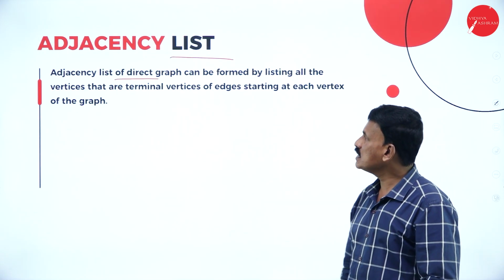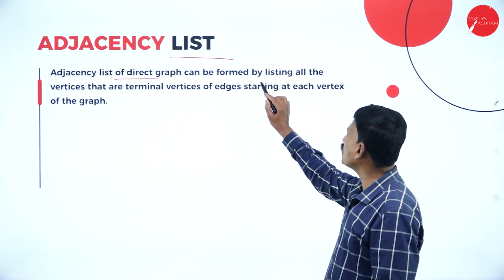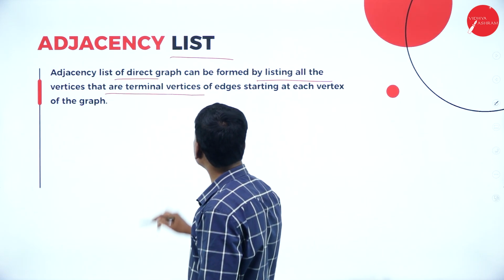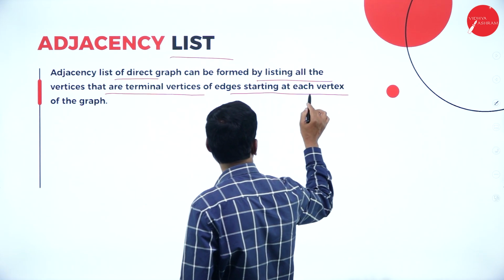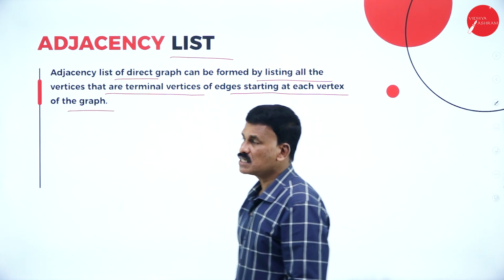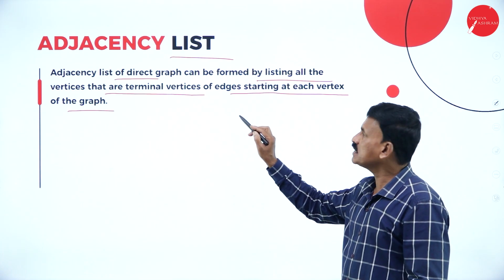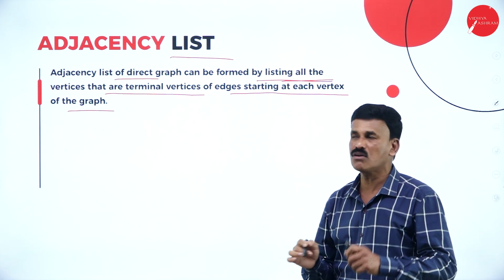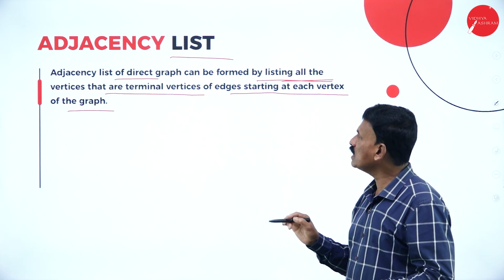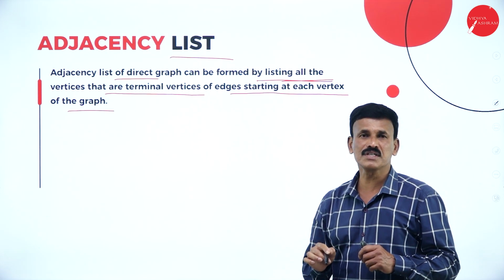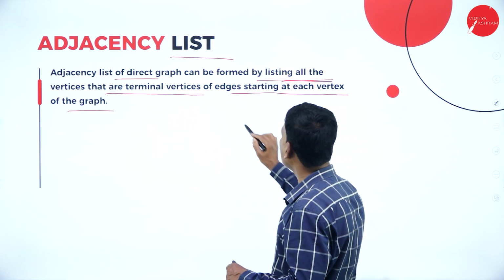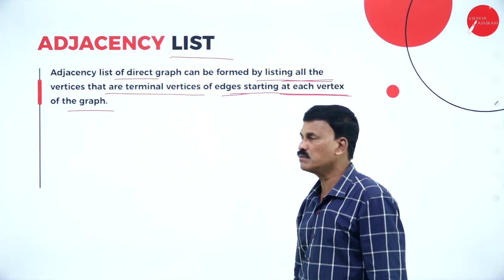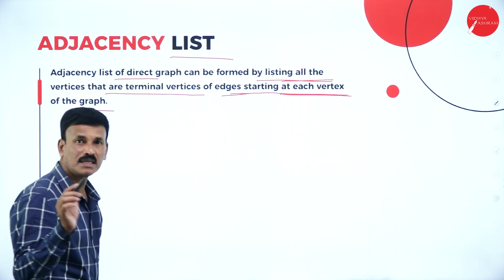The adjacency list of a directed graph can be formed by listing all the vertices that are terminal vertices of edges starting at each vertex of the graph. That is, the adjacency list of a directed graph can be formed just by listing all the vertices which are terminal vertices of edges starting at each vertex of the graph. Now, let me explain by taking a simple example.